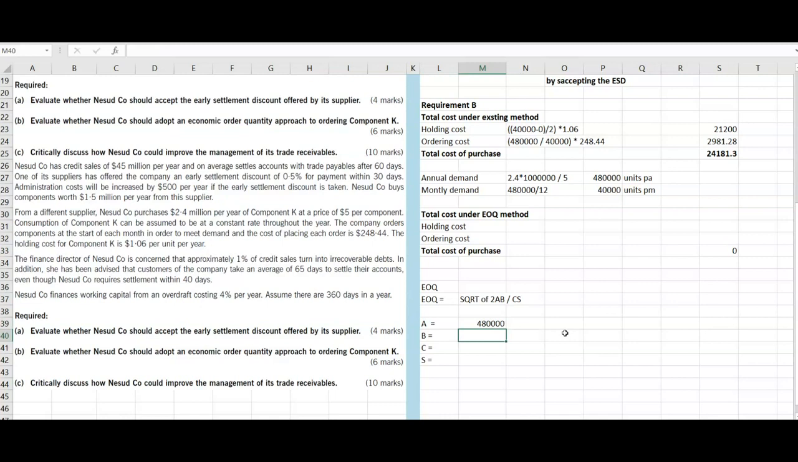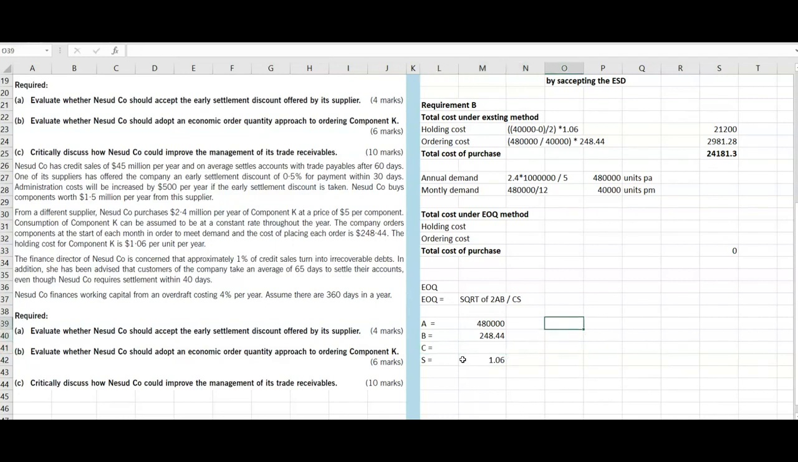Done. B is ordering cost, which is 248.44. C, if it's there, it's okay. If it's not there, still we can work it out, because C will usually be a number, but S will usually be in percentage. But if S is a number, as in this question, then you don't need C at all. Okay, so only when S is a percentage do we need C as a number. If S itself is a number, given as 1.06, we don't require C at all. Okay, so that's about how the sum works.